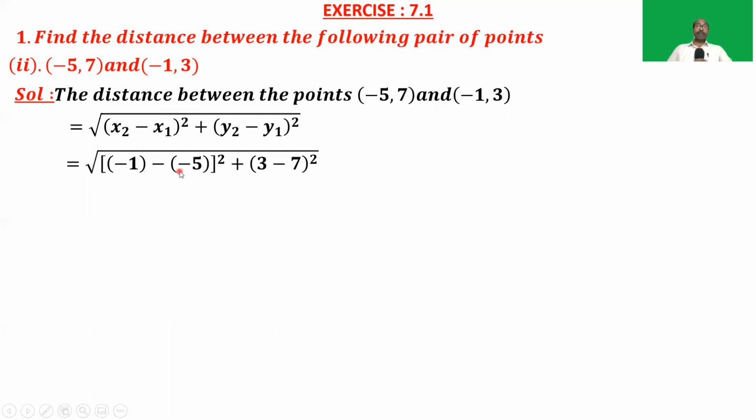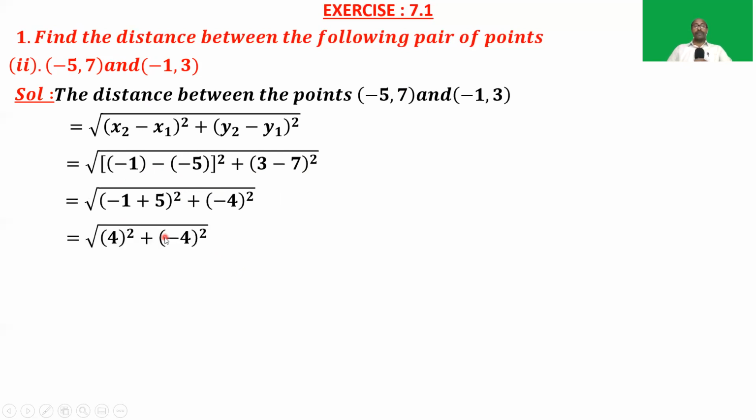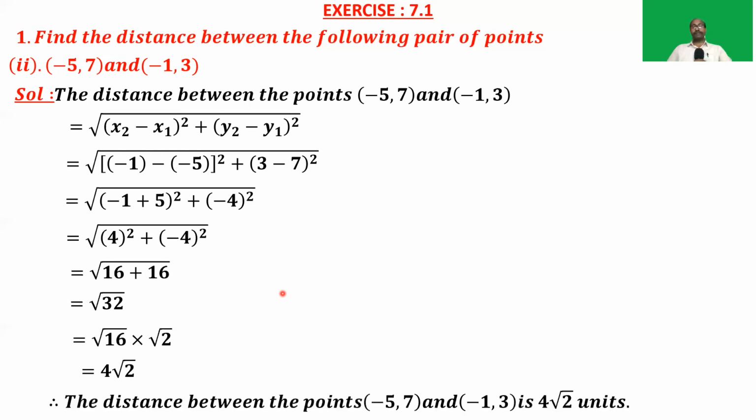And minus 1 minus (minus 5) is plus 5. So we get under root (minus 1 plus 5) whole square plus (3 minus 7), which is minus 4. Also minus 1 plus 5 is 4. So root 4 square plus (minus 4) whole square, which is equal to root 16 plus 16, and is equal to root 32. And we can write 32 as 16 into 2, where 16 is a perfect square. So root 16 into root 2 is equal to 4 root 2. So the distance between the given points is 4 root 2 units.